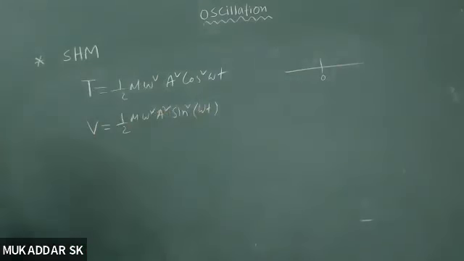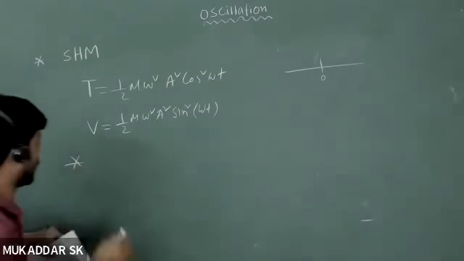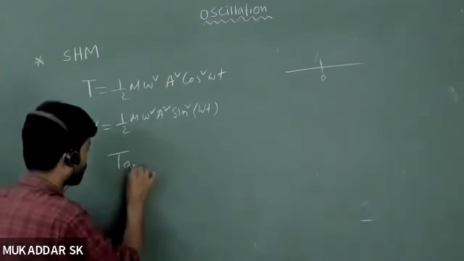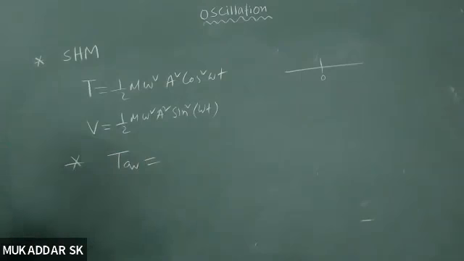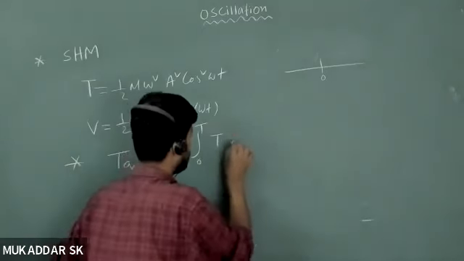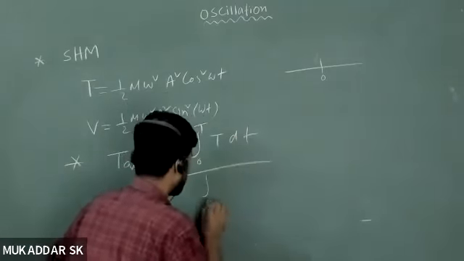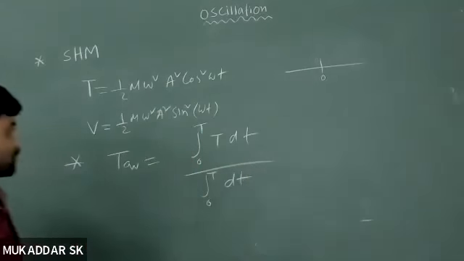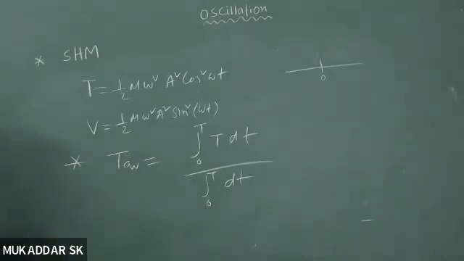Now, if you calculate the time average of kinetic energy and potential energy, how will you calculate this? The time average of your kinetic energy, T average, for a complete cycle will be the integral from 0 to capital T of T dt divided by the integral from 0 to capital T of dt. Because at different times your kinetic energy is different, since it is a function of time, I'm calculating the average value of kinetic energy for one complete cycle.